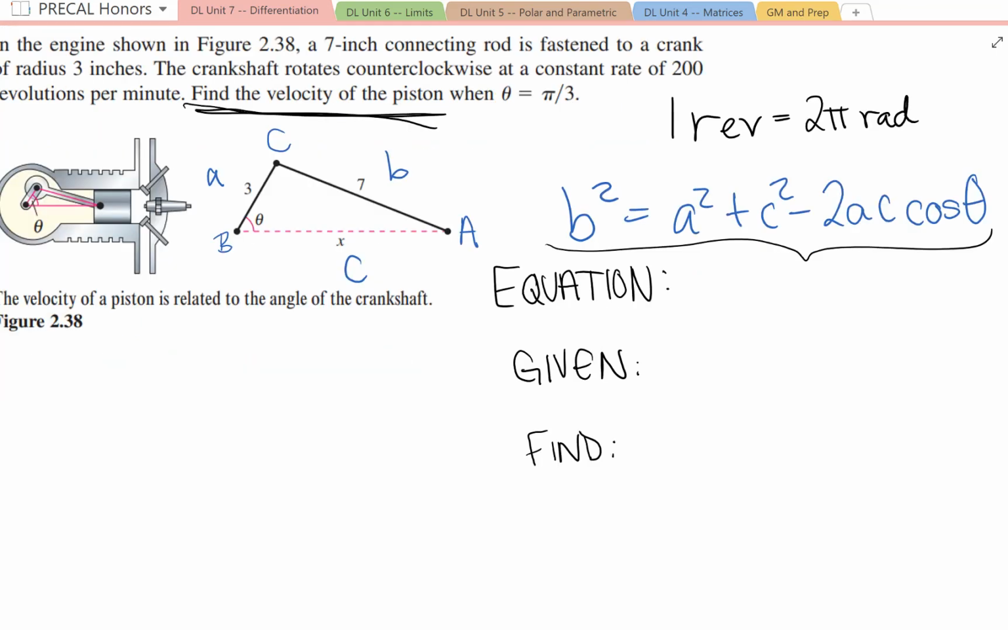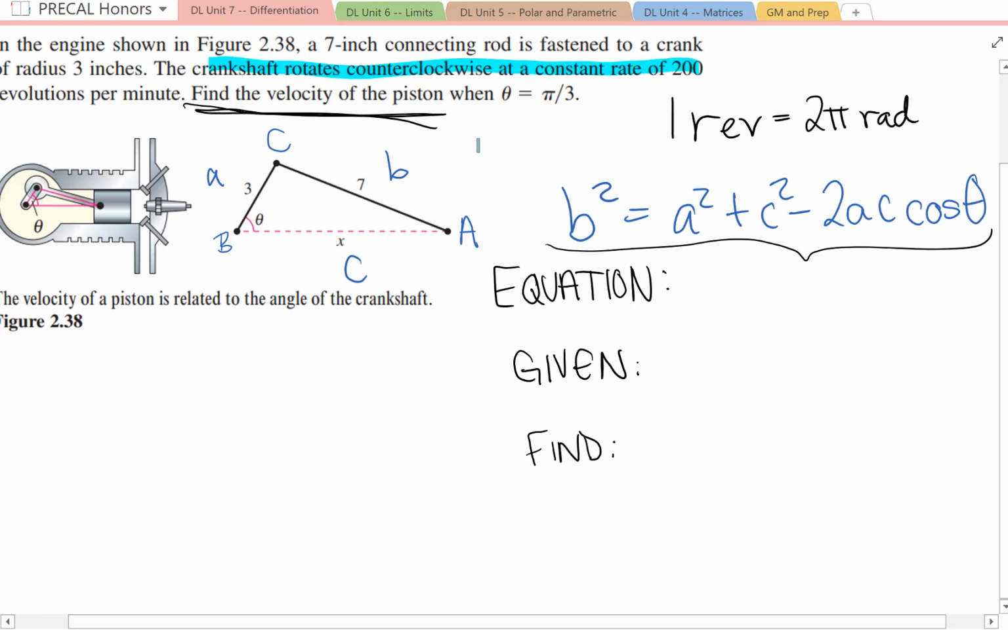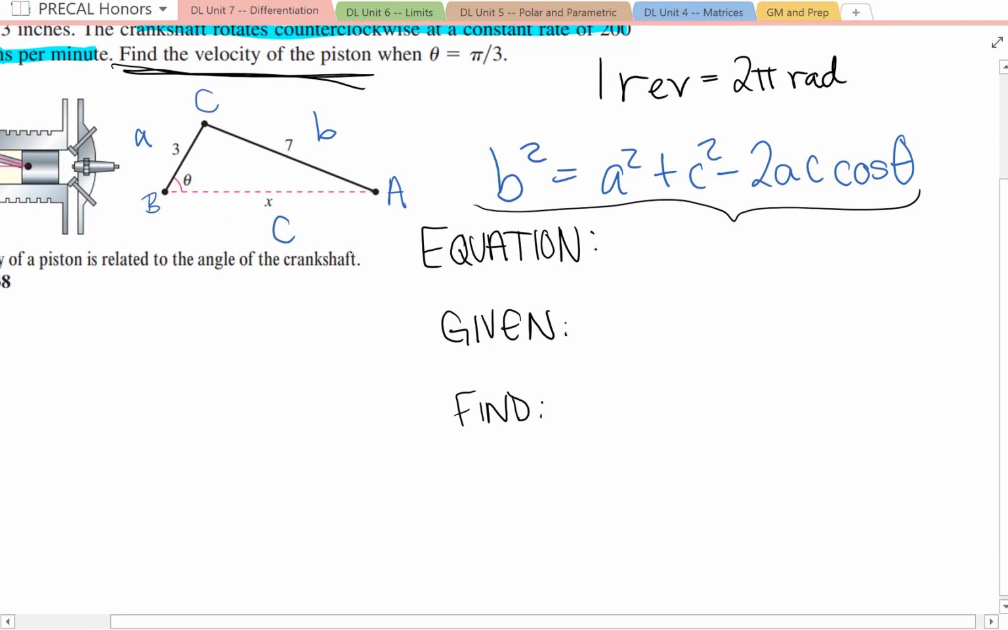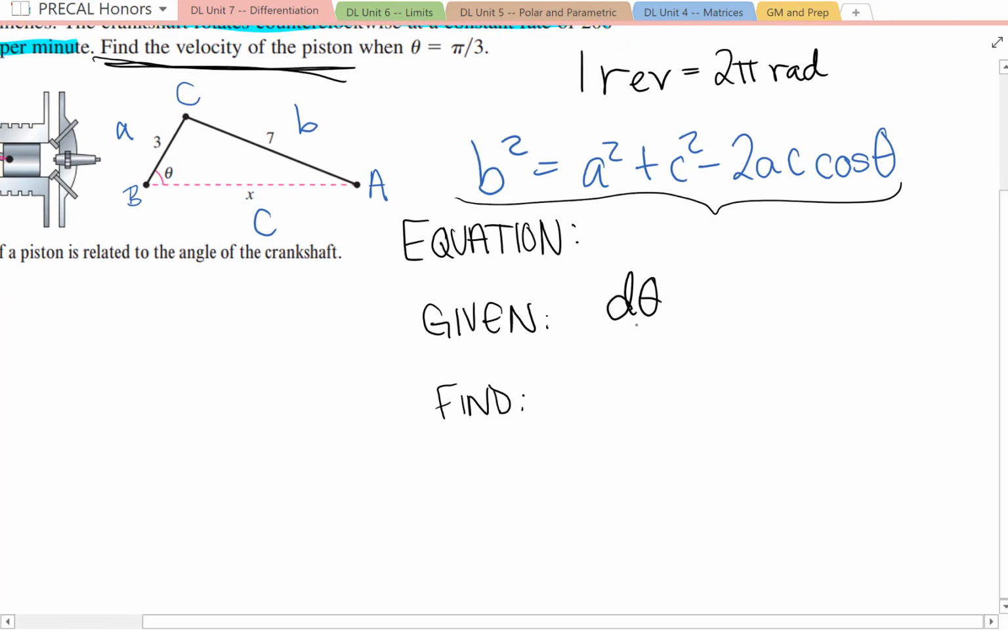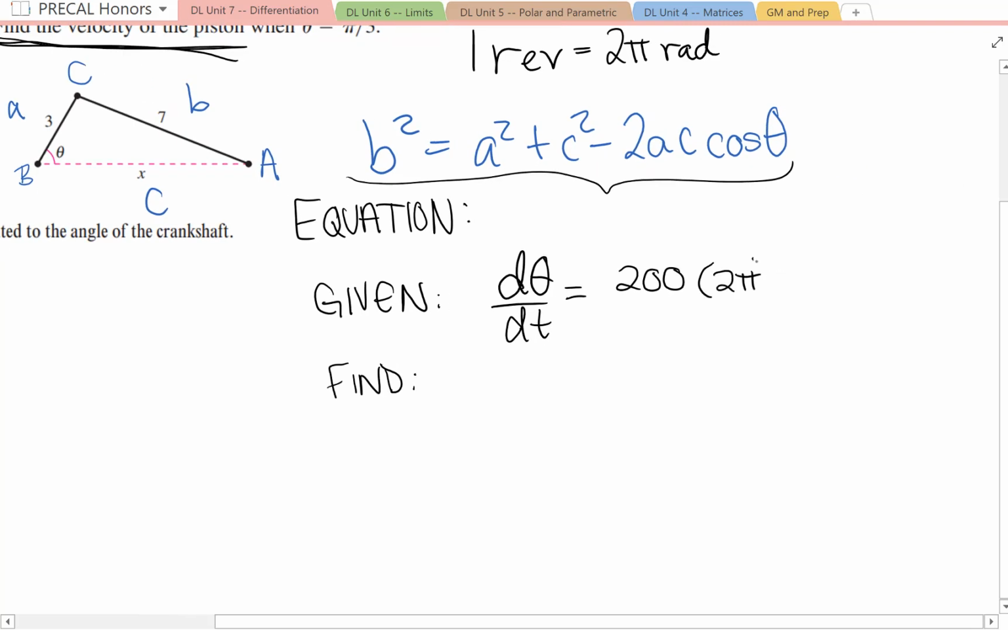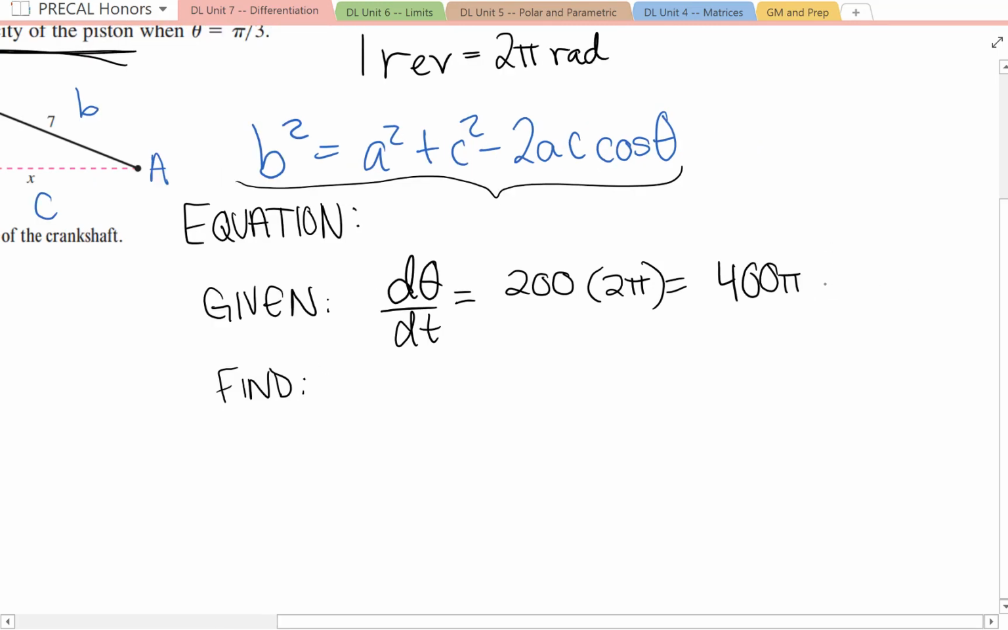That's our equation. The crankshaft rotates counterclockwise at a constant rate of 200 revolutions per minute. So the rate at which the revolutions are happening is a change in angle. The rate at which those angles are changing, so the derivative of theta with respect to time, is equal to 200 revolutions per minute. One revolution is 2 pi, so 200 times 2 pi would give me 400 pi radians per minute.